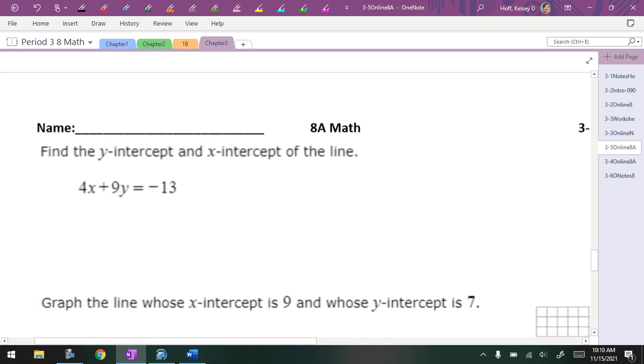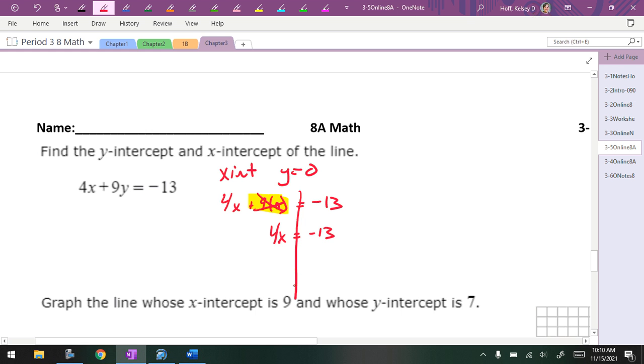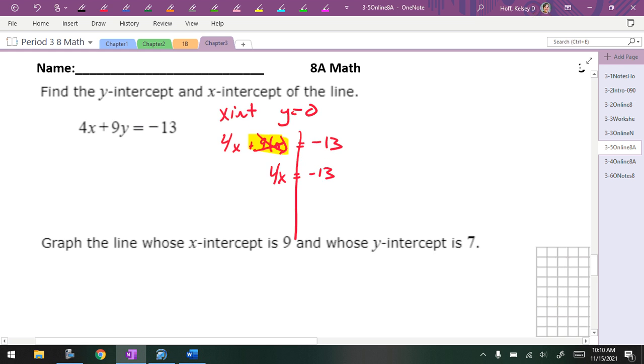Find the y-intercept and the x-intercept of the line. Okay? What do you know about every x-intercept? Y equals 0. So take your equation and plug in 0 for y. So we would write 4x plus 9 times 0 equals negative 13. What's 9 times 0? 0. So really this cancels out. I'm left with 4x equals negative 13. Now what do? Divide by 4.